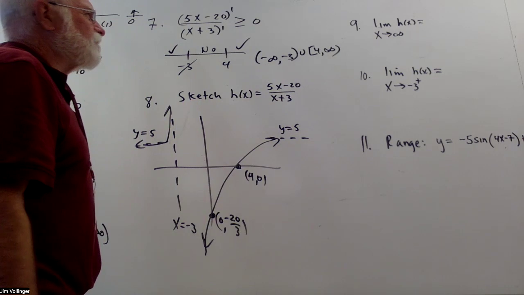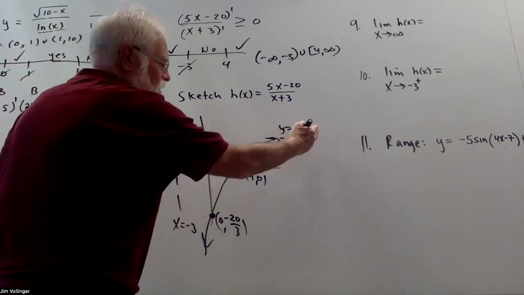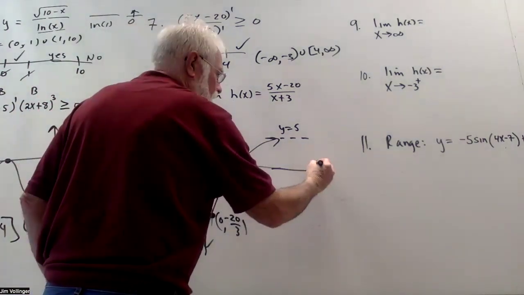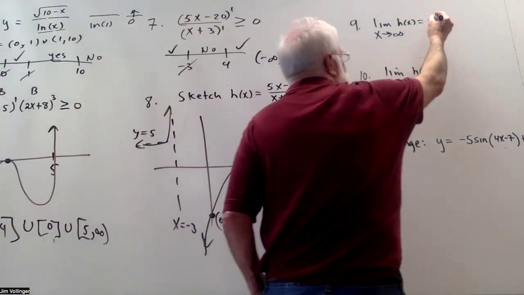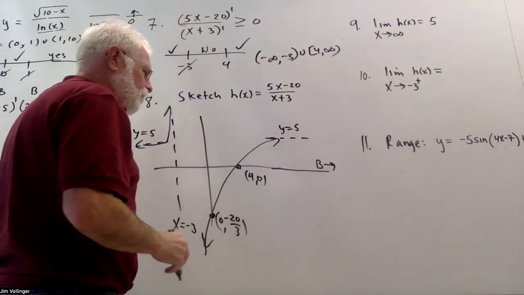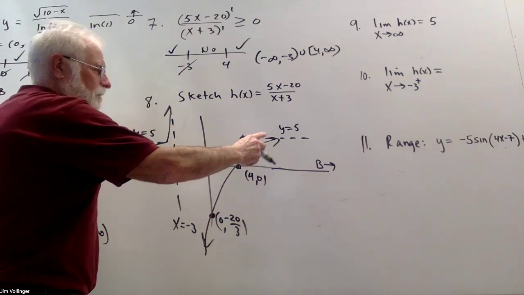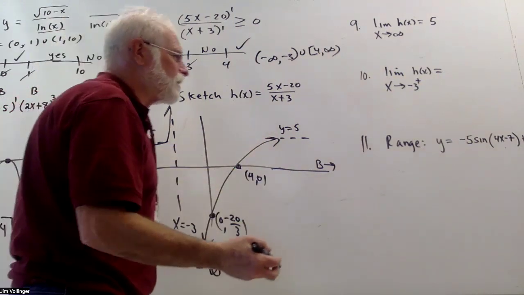What's the limit of h of x? This is h of x. As x goes to infinity, well, I can see what that is. The bigger the number I put in, the closer it gets to 5. What's the limit as x goes to -3 from the right? From the plus side. Oops, I'm going to negative infinity. I know those answers.